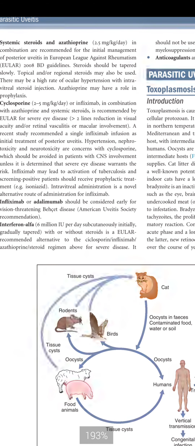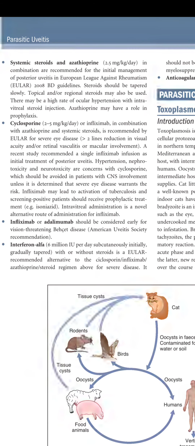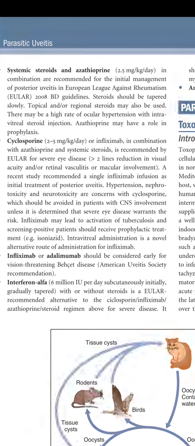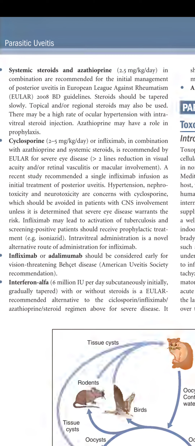For posterior segment disease, you can give systemic steroids and azathioprine, whose dose is 2.5 mg per kg per day, in combination. This is recommended for initial management of posterior uveitis in the European League Against Rheumatism 2008 Behçet disease guideline. Steroid should be tapered slowly. Topical and/or regional steroid can also be used, though there may be a high rate of ocular hypertension with intravitreal steroid injection. Azathioprine may have a role in prophylaxis.